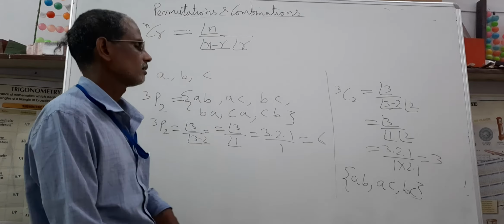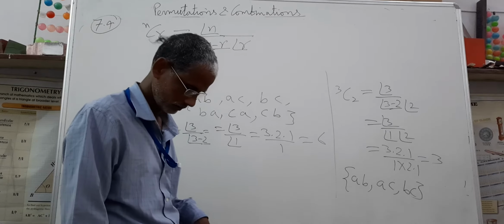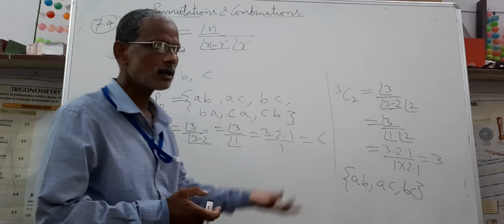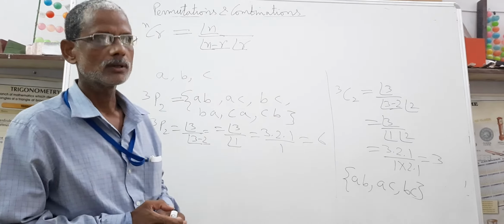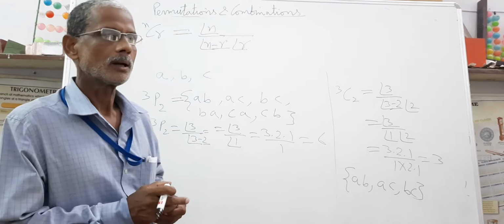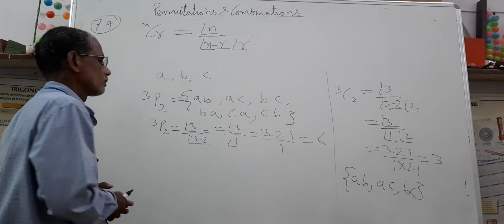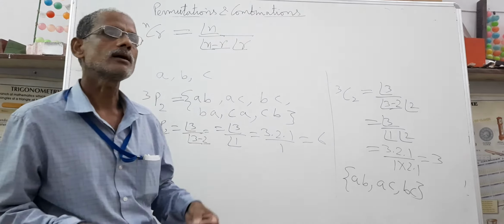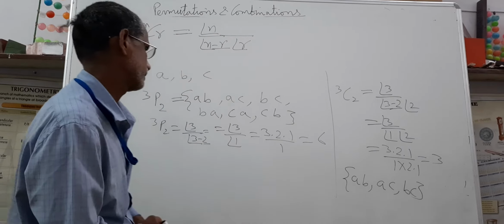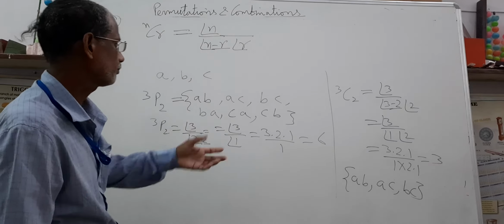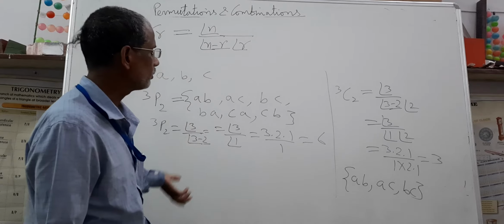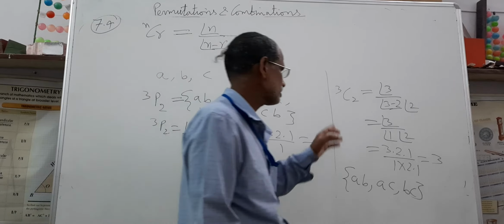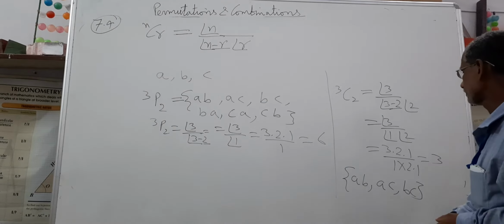Because if you wear shoes then socks, or socks then shoes, both are different. But for transporting purposes, if both are present, then it does not matter where they are situated, where they are placed in the bag. Therefore, this is the difference between arrangement, that is permutation, and selection, that is combination.